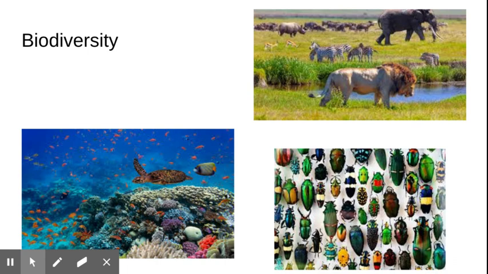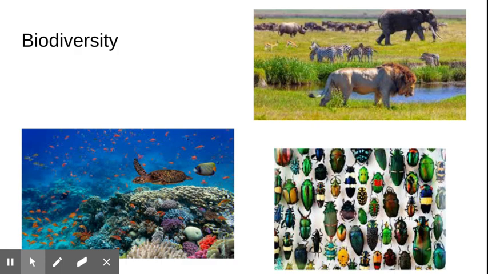We may have some different ideas, different thoughts and preconceived notions of what that means. So let's go ahead and write, what do we think biodiversity is? You've probably heard this word before, but what does it mean to you? Let's take a second, hit pause, and write down your thoughts on that.